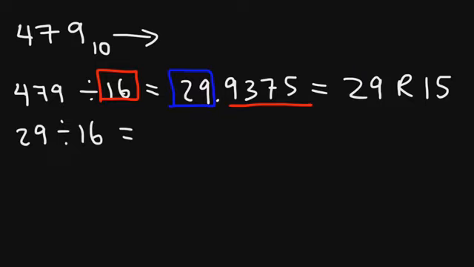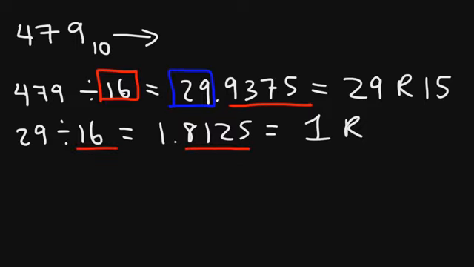So 29 divided by 16, that's equal to 1.8125. So that's one remainder, and to find the remainder, multiply 16 by 0.8125. And so that will give you a remainder of 13. And then you need to take the 1, divide that by 16. Now we really don't need to do the division here because 16 doesn't go into 1. So we could say it's 0, remainder 1.